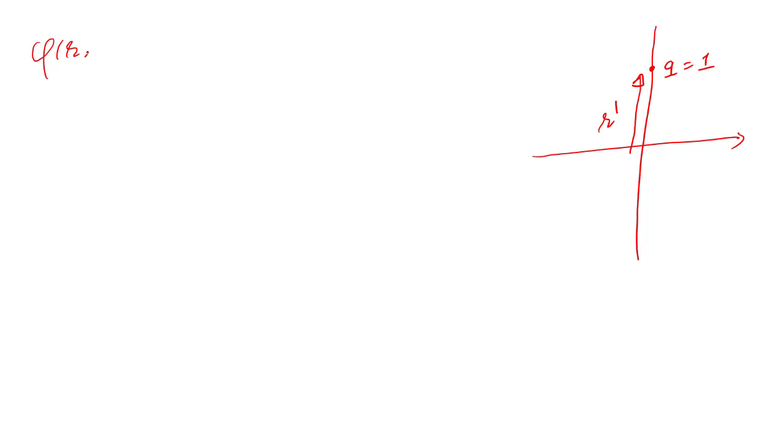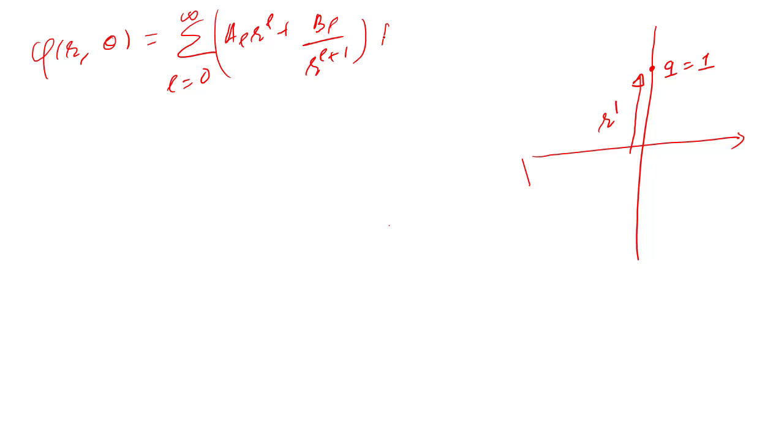So in general, what we are trying to do is we have some system and we have some charge q, which we are saying is a unit charge that is at a distance r prime. In general, if we want to look at any theta, then the potential would be equal to sigma L equal to 0 to infinity, AL r to the power L plus BL by r to the power L plus 1, times PL cosine theta.